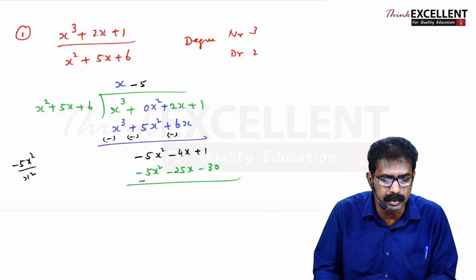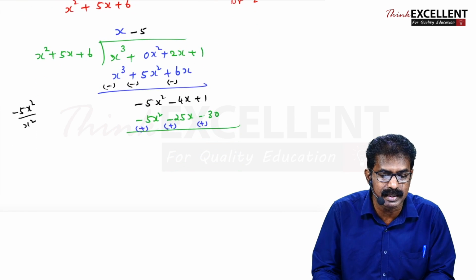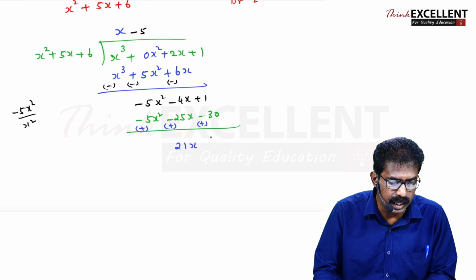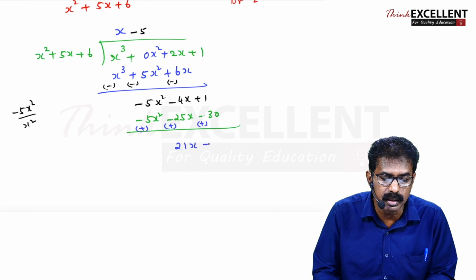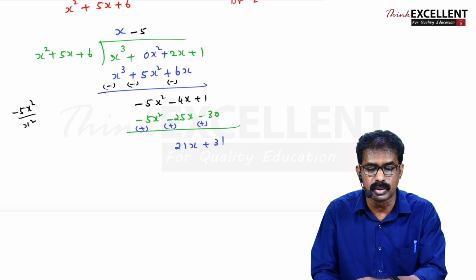When you change the sign, this becomes plus, and this also becomes plus. Minus 5x square plus 5x square cancel. Minus 4x plus 25x, it is 21x. And the last one, plus 31, right? 1 plus 30, 31. So now here degree 1, here degree 2, so you stop here.